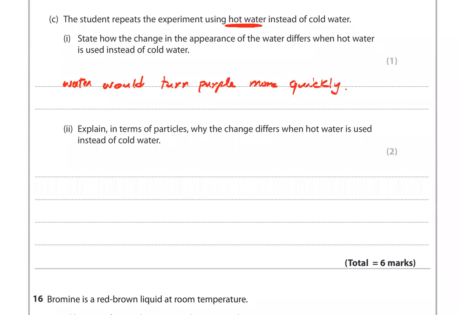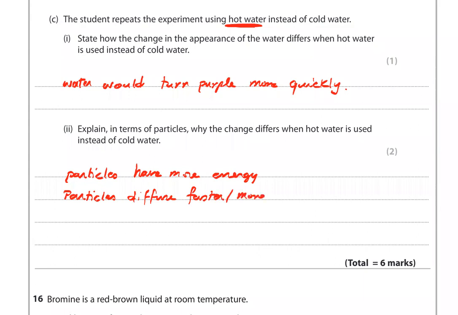Explain in terms of particles why the change differs when hot water is used instead of cold water. Because the particles gain more energy, and therefore they diffuse faster. So the particles diffuse faster, or more quickly.